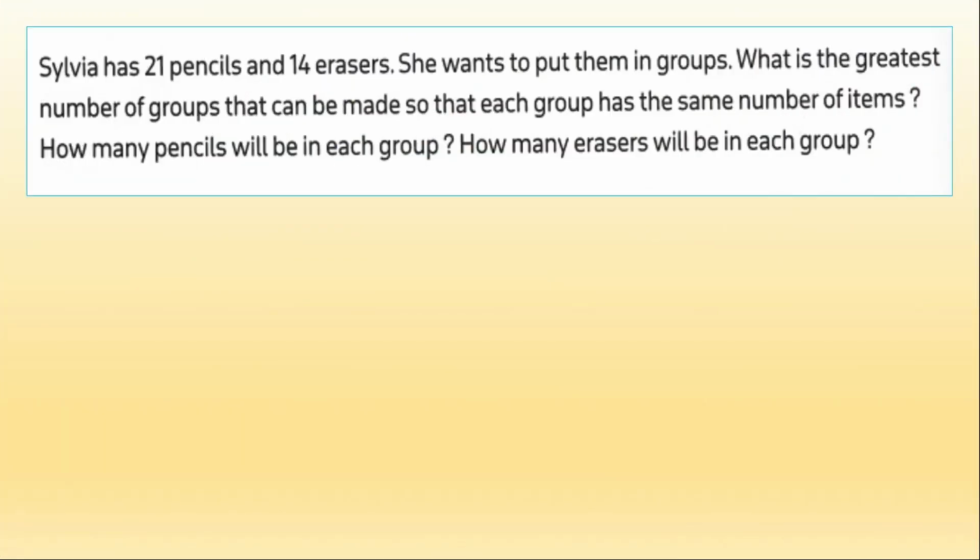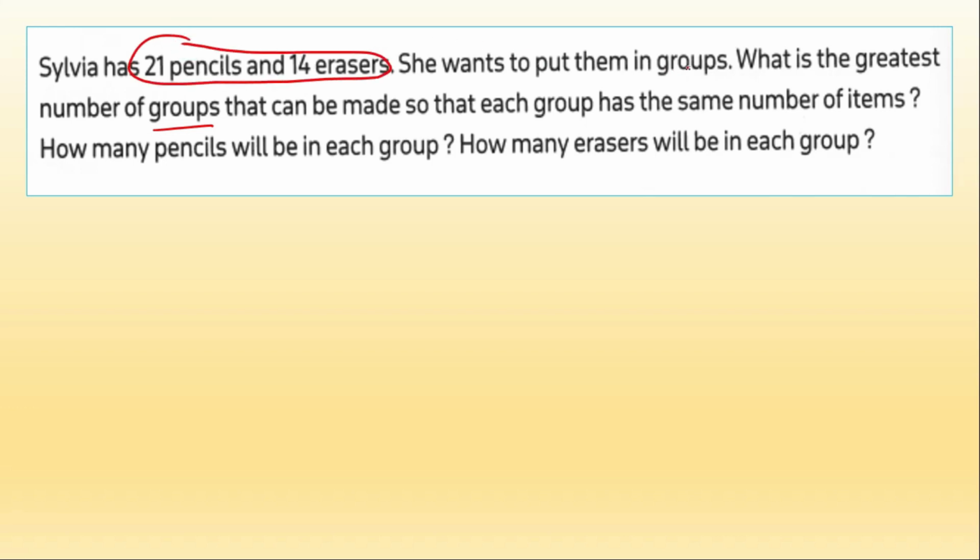Okay, let's solve a story problem. Salvia has 21 pencils and 14 erasers. She wants to put them in groups. What's the greatest number of groups that can be made so that each group has the same number of items? And how many pencils will be in each group? How many erasers will be in each group? So let's show the meaning of the story.